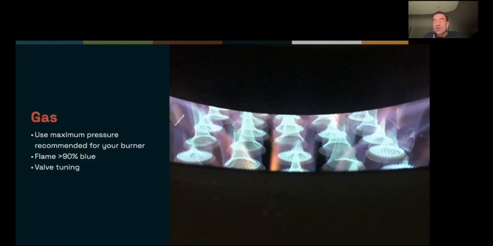Doing that will save you some fuel. It will help prevent excess carbon monoxide production, and it will probably help you keep the drum surface in your machine a little bit cooler.